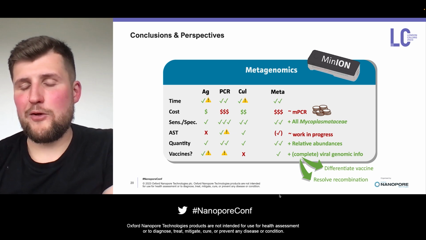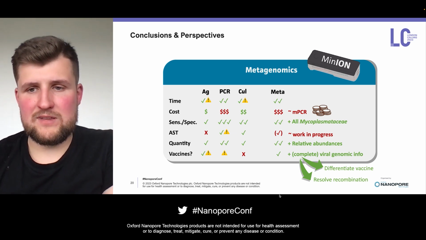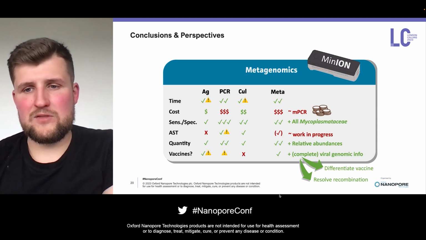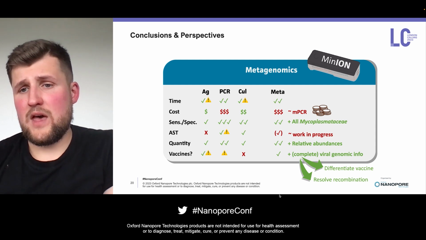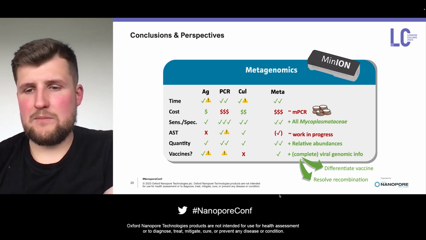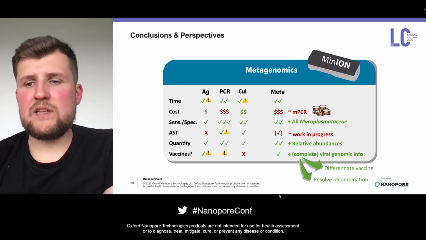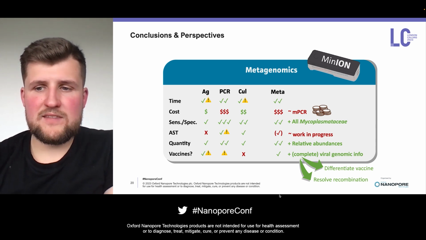For those who have attended London Calling in the past, you might have seen my previous presentations on how we try to tackle this problem. We also have a semi-quantitative feature to this metagenomics, as we can obtain relative abundances, and we can also resolve the vaccine because we get the complete viral genomic sequences in many cases. We can differentiate the vaccine, and we can also resolve potential recombination.